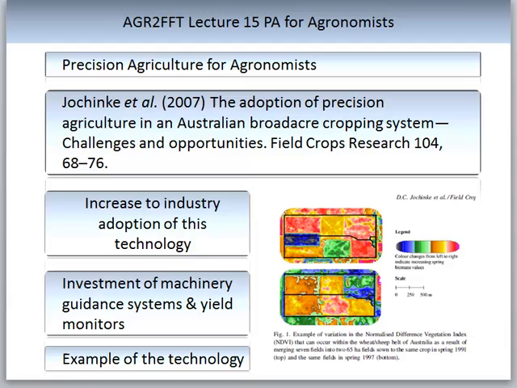In this paper, The Adoption of Precision Agriculture in Australian Broadacre Cropping Systems, the challenges and opportunities were reviewed. The purpose of this was to increase industry adoption of this technology. It had noted that there had been an investment of machinery guidance systems and yield monitoring in agronomy, and on the slide is an example of such an output.